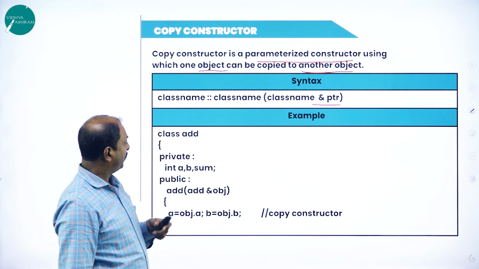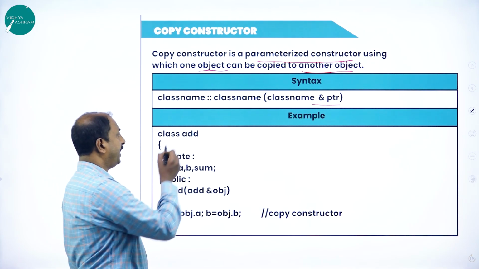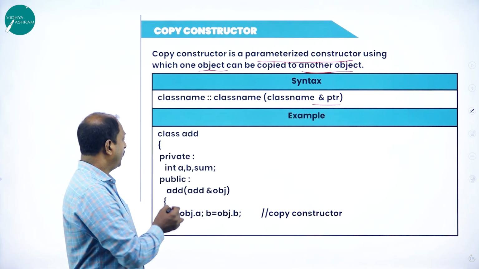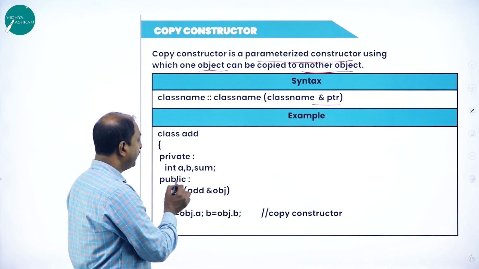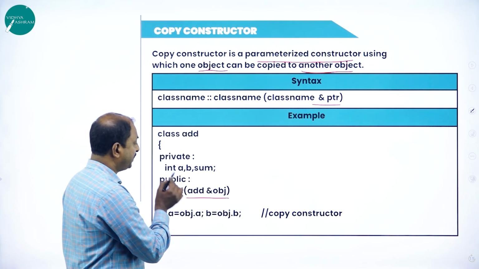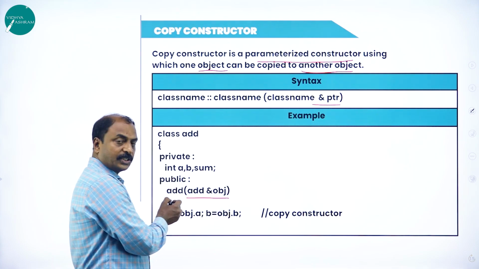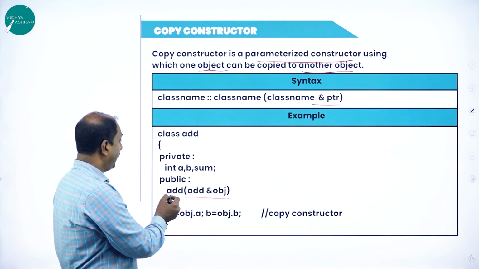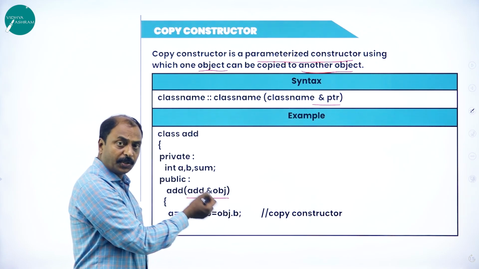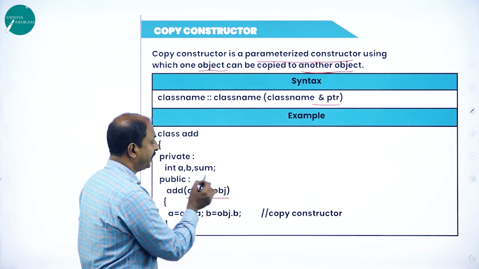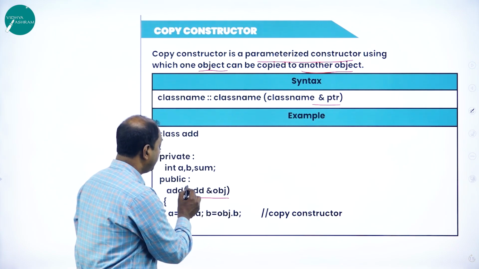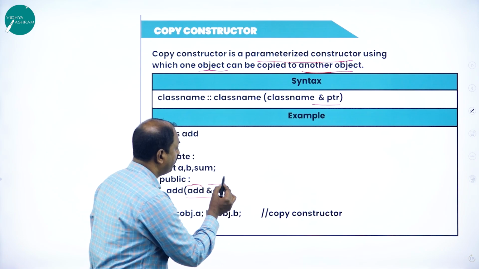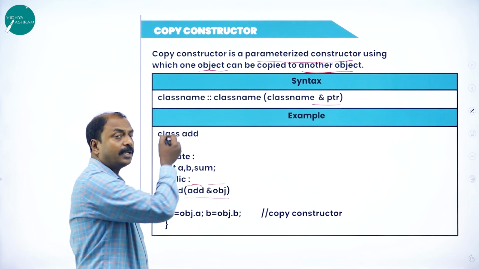And here look at the example for this. In this class add, private int a, b, sum are the variables, and under public we have add, obj. Please observe this. Add is a constructor because add is the name of the class. Add inside the bracket takes an argument, add ampersand obj. Again, this add is the name of the class, and whatever I write here will be an object of this particular class.